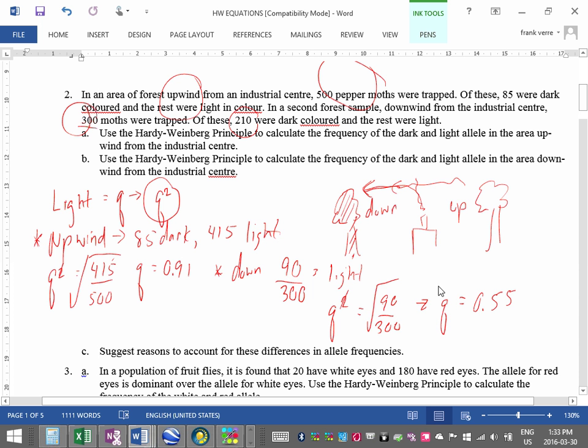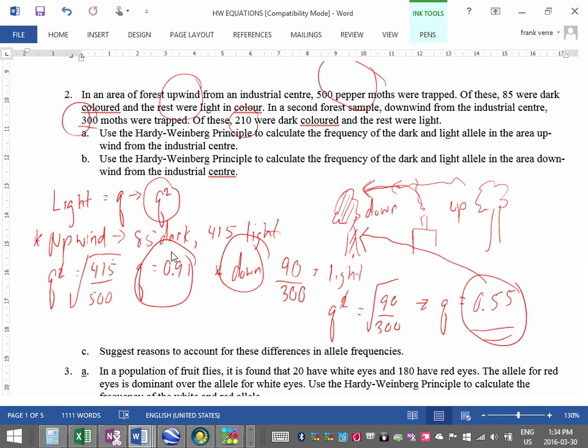0.55. Now, in the downwind section, the allele frequency, on this side, is 55% light. In the upwind, it's 91%. Now, does that make sense? Because in C, it asks you for a possible reason. What would the possible reason be?